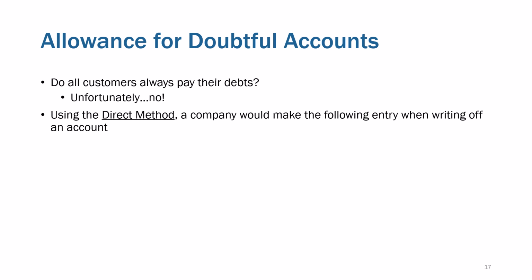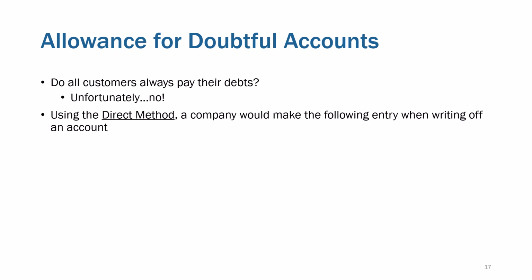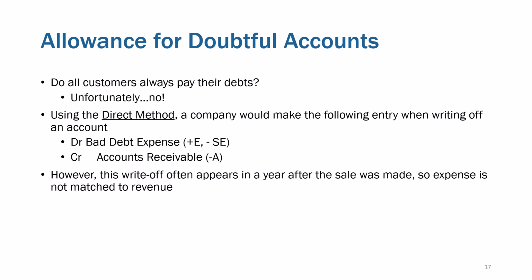Now, you don't know which of them aren't going to pay their debts when you sell to them on credit. Certainly, if you did, you would not sell to them on credit, all right? But you don't know which. So you just make the sales, and you hope that the vast majority of them are going to pay their debts. But the concept of a bad debt is a cost of doing business if you're going to sell on credit. Now, using the direct method, a company would make the following entry when writing off an account. It would debit bad debt expense, and it would credit accounts receivable.